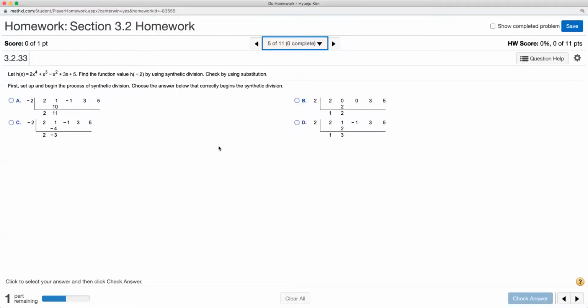All right, so problem number 5. Okay, so h of x is defined by 2x to the fourth power plus x cubed minus x squared plus 3x plus 5. Define the function value h of -2 by using synthetic division. So how can I find out the function value without simply plugging -2 into the function? So you're going to use the remainder theorem. Okay, so what remainder theorem is this?